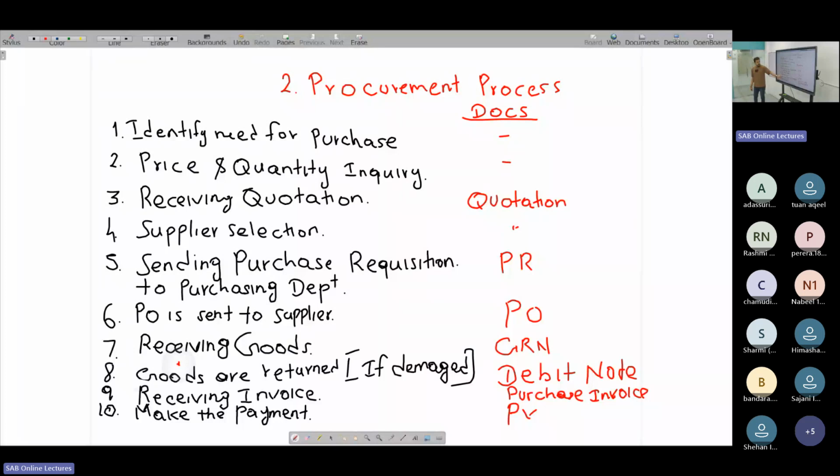Receiving goods, goods are returned. Then in the practical situation, goods are returned, and the debit note is raised. Ideally it should come once you receive the invoice only. After receiving the invoice, if you notice any damaged goods and you want to return the goods, then you should raise the debit note.